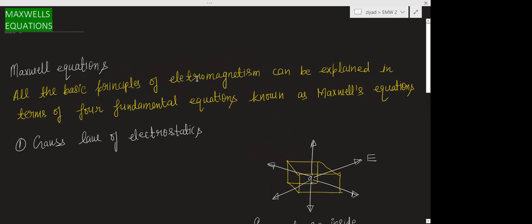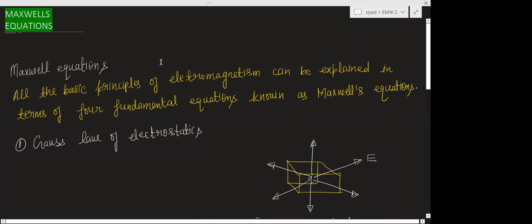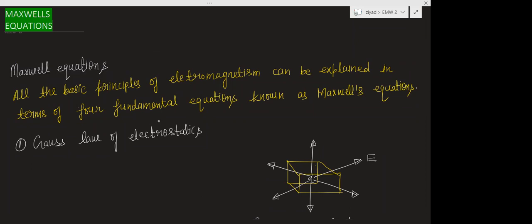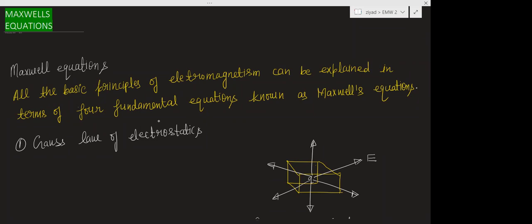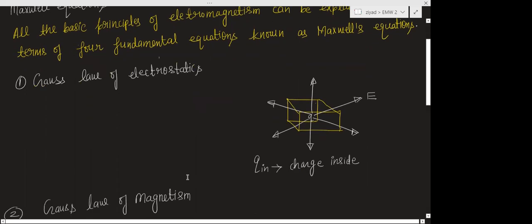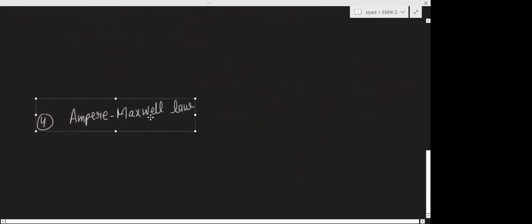Basically, all the basic principles of electromagnetism can be explained in terms of the 4 fundamental equations known as the Maxwell equations. With the help of these Maxwell equations, all the chapters till now you have studied, electrostatics, after that current electricity, after that moving charges and magnetism, after that electromagnetic induction, all these chapters or topics you can explain using these 4 equations.